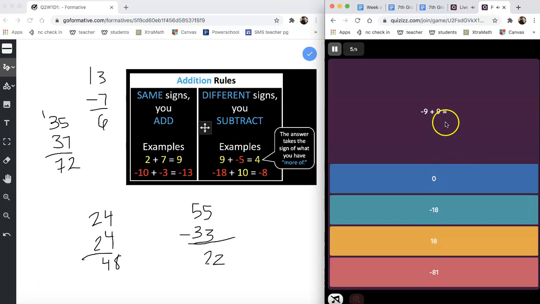And then here's the last problem. Negative 9 plus 9. I hope you realize that these are opposites. One's a positive, one's a negative, and that forms a 0 pair. You can also think of it like this. Different signs you subtract. Well, 9 take away 9 gives us 0, so that's a 0 pair.